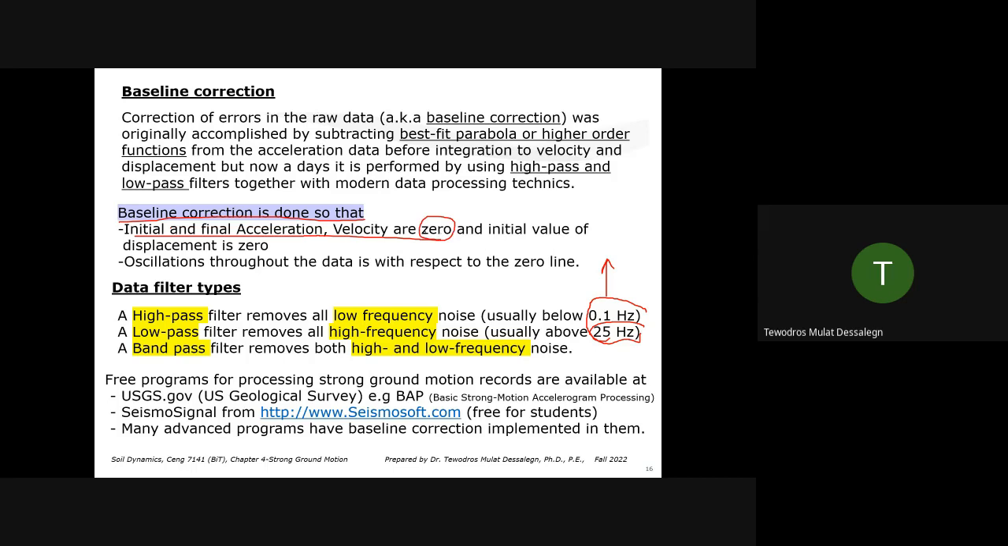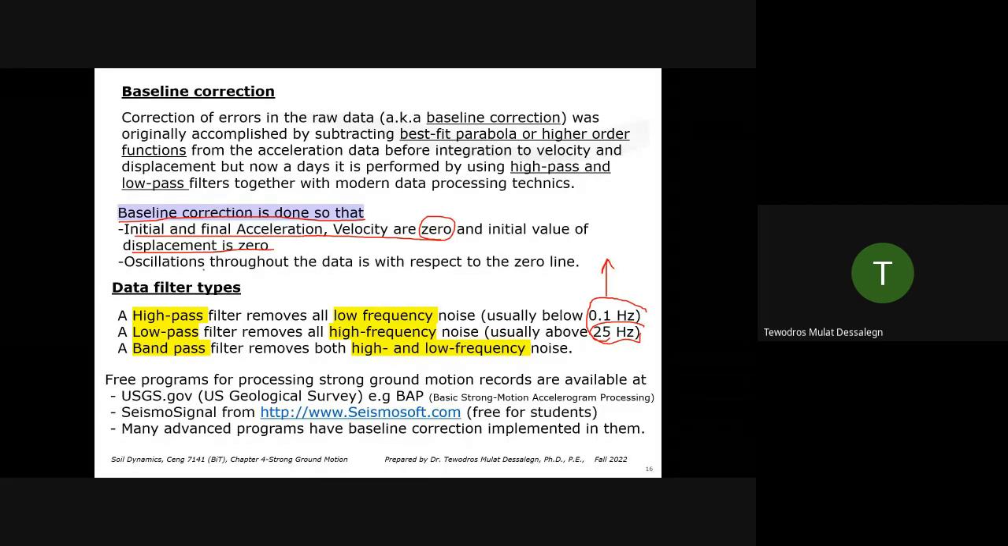Before an earthquake occurs, there is no acceleration, it should be zero. There is no velocity, it should be zero. And the initial value of displacement is also zero. So if you have non-zero values for the initial acceleration, initial velocity, or initial displacement, it tells you something is wrong. So they should be zero. That can be corrected through a baseline correction.